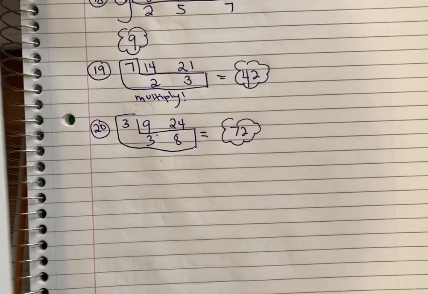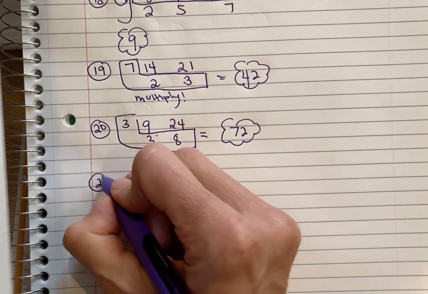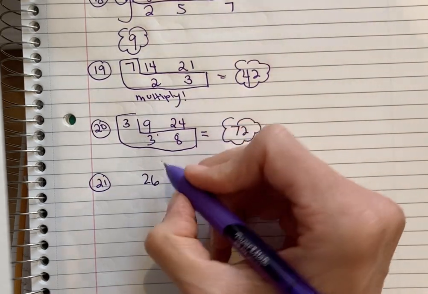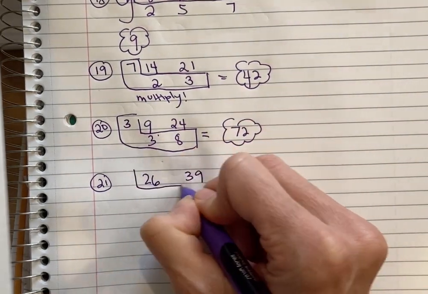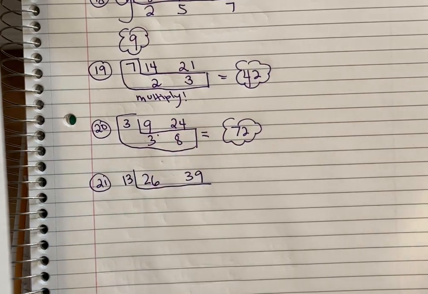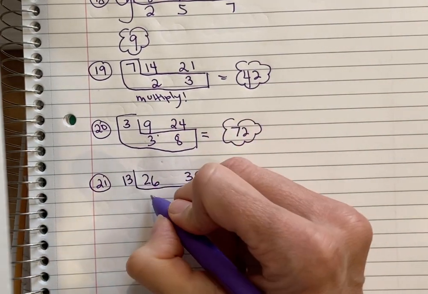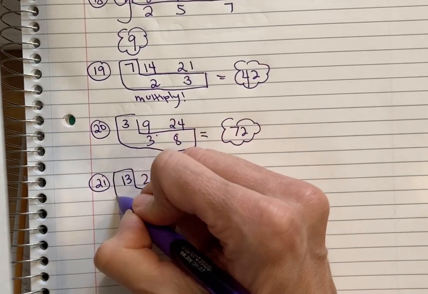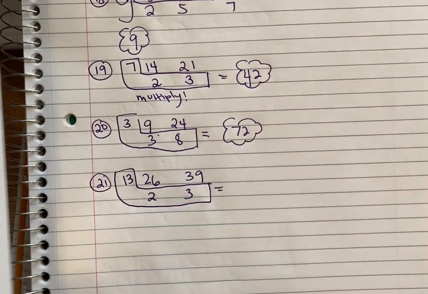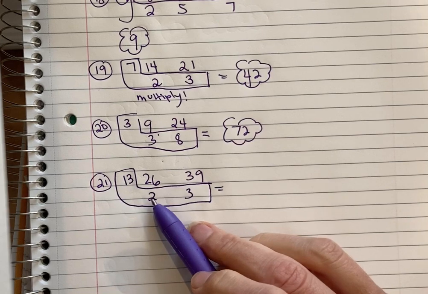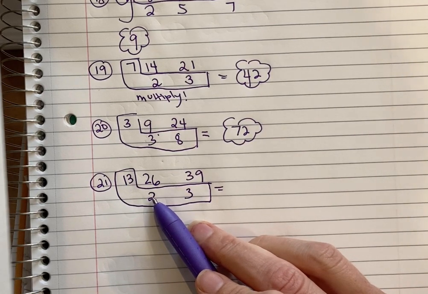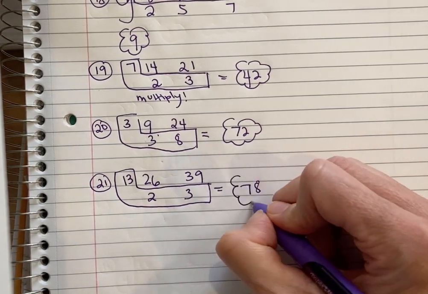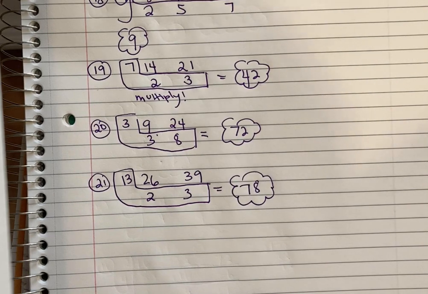Okay, let's look at 21 and 22. Okay, 21, 26, and 39. So 13 is a factor of both of these. 13 goes into 26 twice, into 39 3 times. No other common factor there, so draw my L so I can multiply. 13 times 2 is 26, and 26 times 3 is 78. So 78 is our LCM.